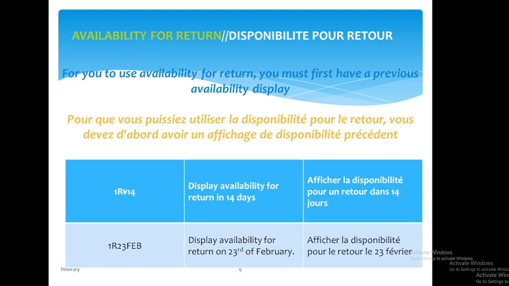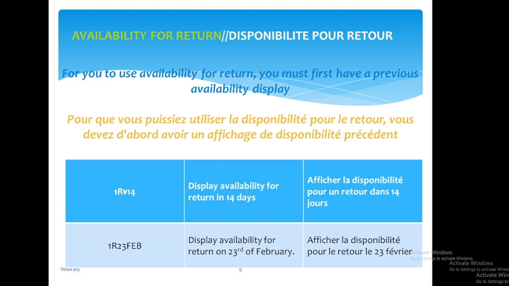Now if you have displayed availability for going, which is the first one, and you want to display availability for return, you don't need to put the long code again. You just do 1 R, then the date, or 1 R Cross of Lorraine number of days. If a passenger comes and tells you they want to spend 14 days, you just put 1 R Cross of Lorraine 14.